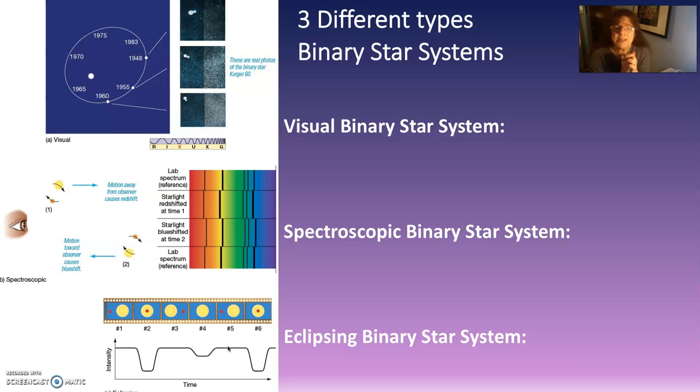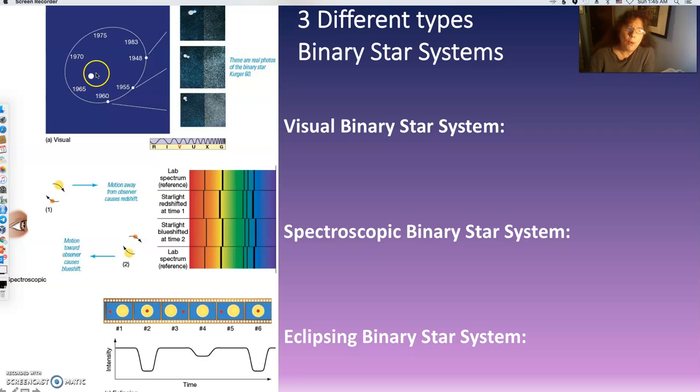The visual binary system is something that you can definitely see. In fact, these are photos taken over time of the binary star Kruger. And you can see a larger star and a smaller star. And you can see the smaller star orbiting. It's a little harder to see the larger star orbiting. The center of gravity for this star system is probably very close to the big star.